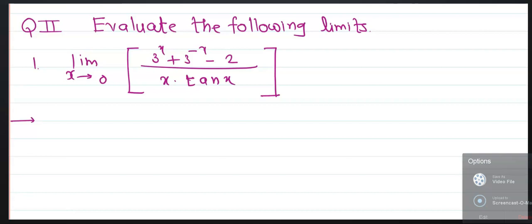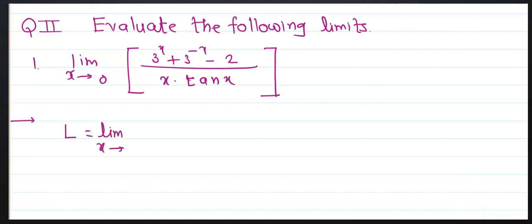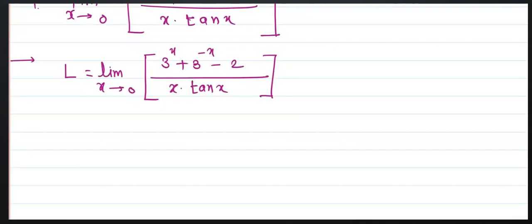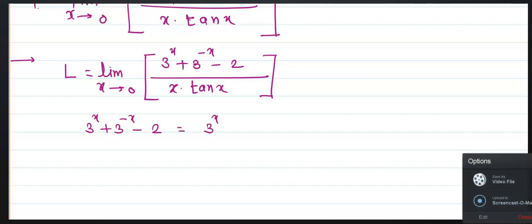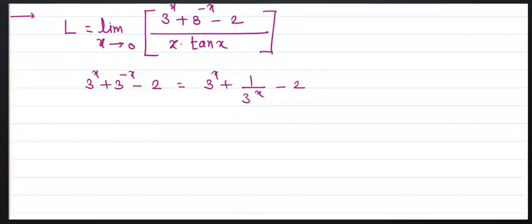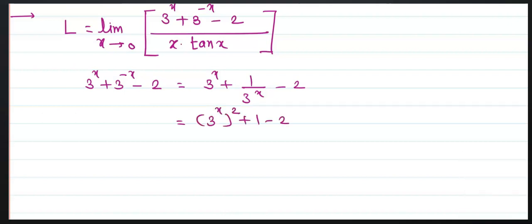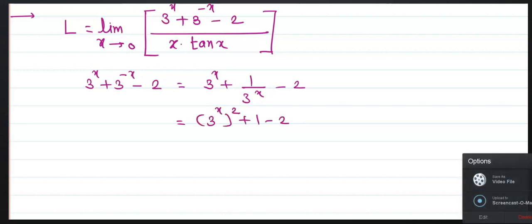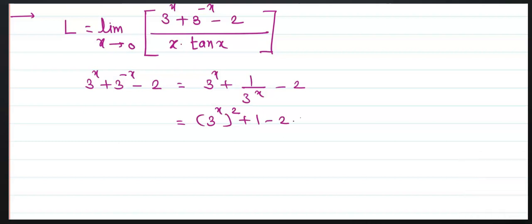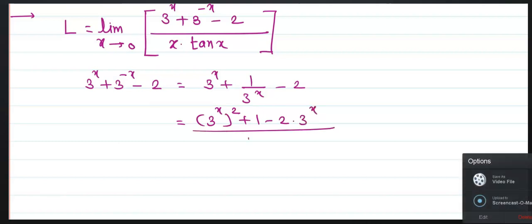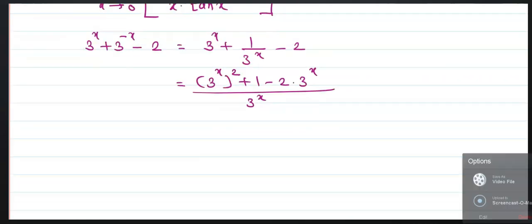Now see how it is adjusted. The numerator, that is the limit x tends to 0, 3 raised to x plus 3 raised to minus x minus 2 upon x tan x. The 3 raised to minus x can be written as 1 upon 3 raised to x, so it is 3 raised to x plus 1 upon 3 raised to x minus 2. Now simplify this: 3 raised to x bracket square plus 1 minus 2 into 3 raised to x, the whole divided by 3 raised to x. This is the simplified form.